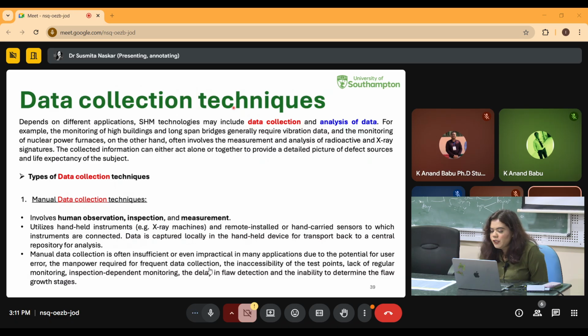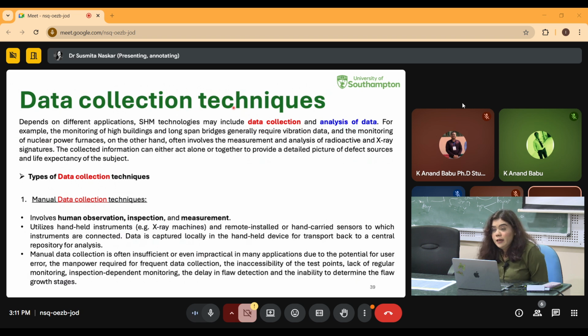Human inspection and measurement using handheld or remotely installed instruments, like X-ray machines or sensors. So data is first captured locally for this kind of case, and then it is transferred to a central repository for analysis. That's the very basic or old way of collecting the data, and we call it manual data collection. However, manual data collection also has a lot of limitations, and that's the reason we have different other ways of collecting the data.